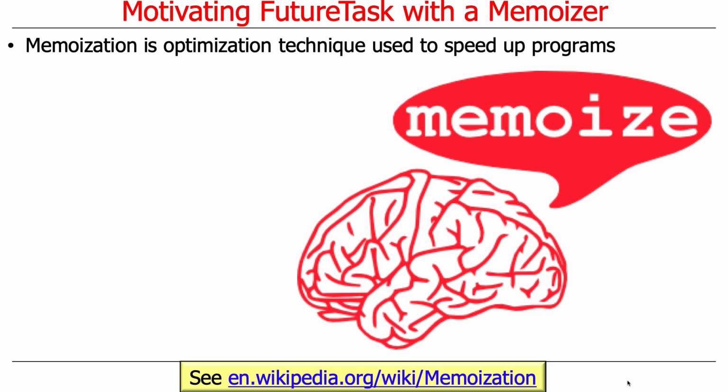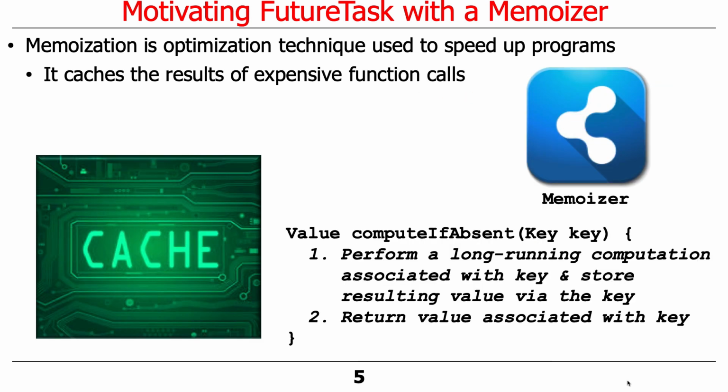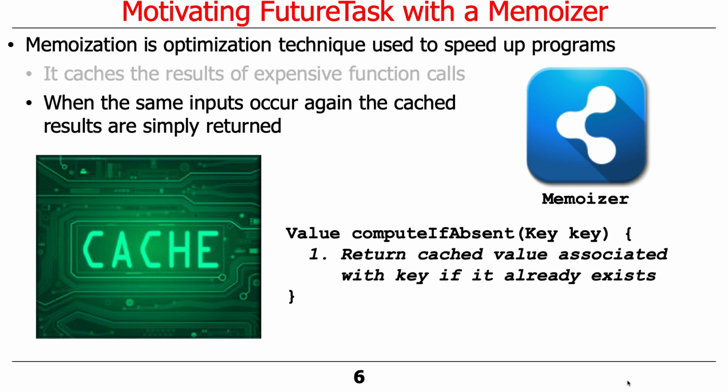So we're going to recap Memoizers. We've talked about this before. So remember, Memoization is this optimization technique that's used to speed programs up by caching the results of expensive function calls, where if you come in and something's not already there in the cache, you do some long-running computation and then store the resulting value along with the key in a map and return the value that's associated with the key. Otherwise, if you've already computed this before, you just return the value. So that's what Memoization is all about.